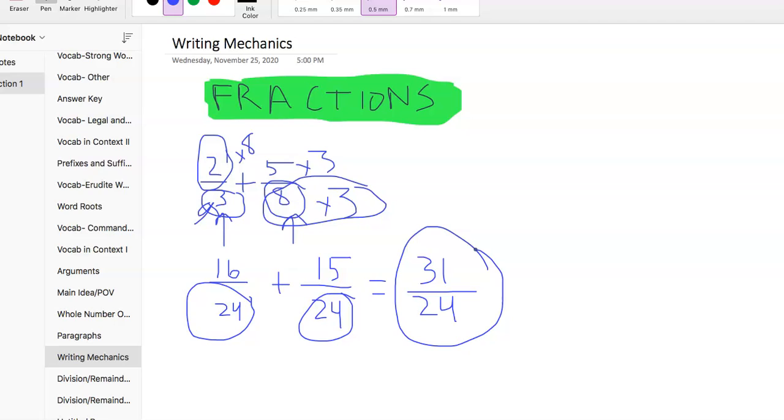So that's what we need to do when we're adding fractions, is figure out what that common denominator is. Do that, and whatever you do to the denominator, do to the numerator. Whatever you do to the bottom, do to the top. And you add the numerators together, and then you're done. And you get the right answer. So that's adding fractions.